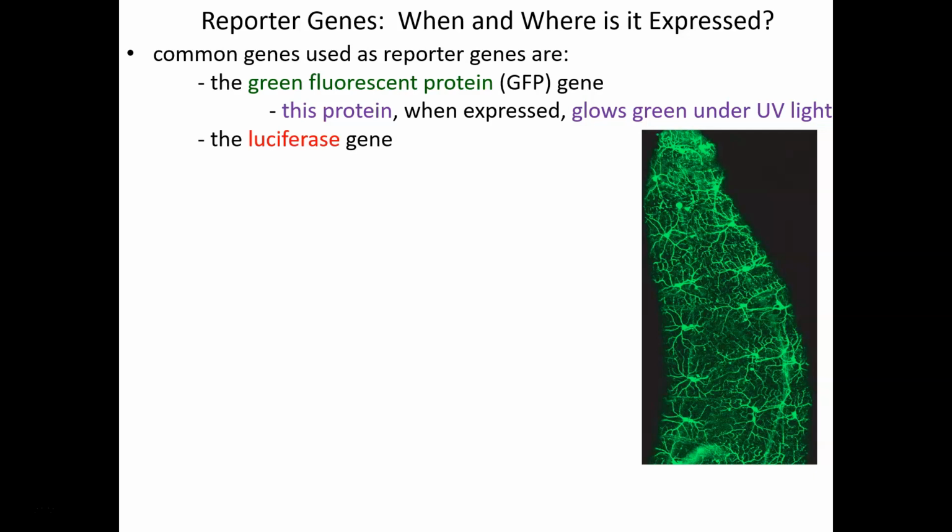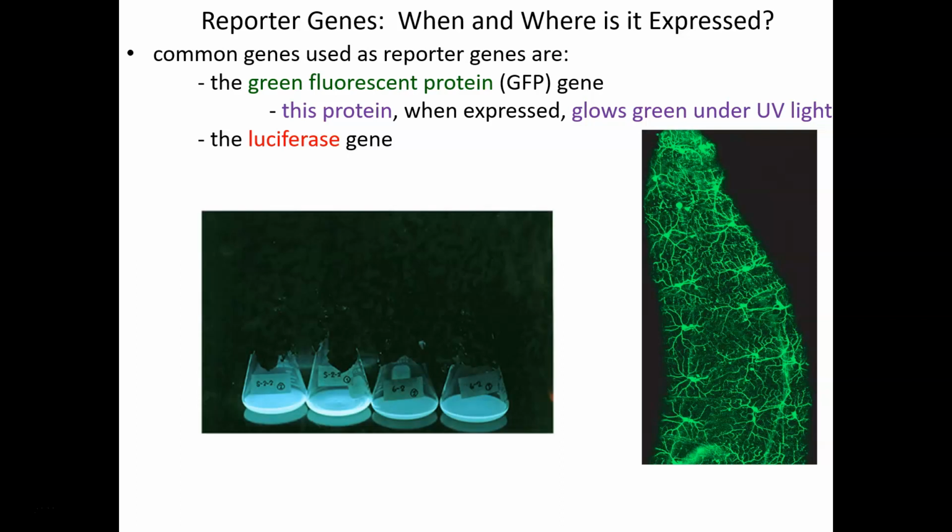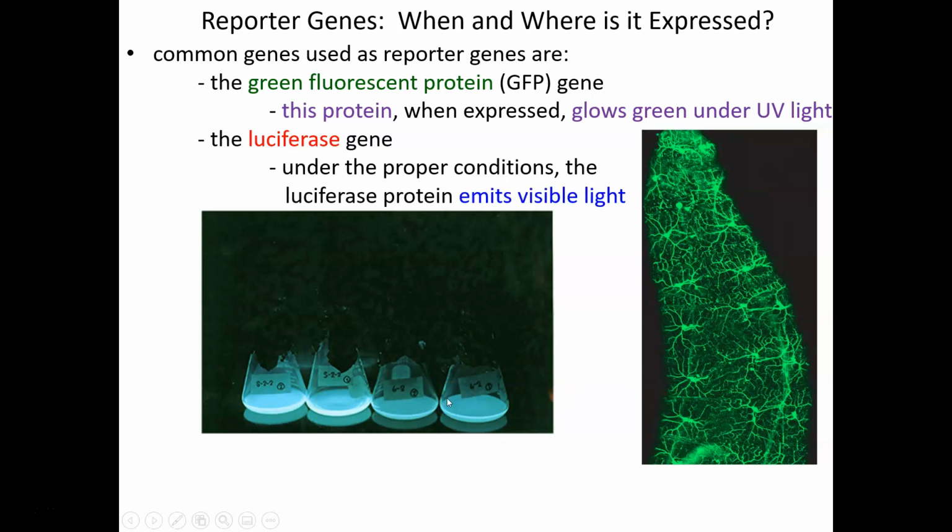Another reporter gene is the gene for the enzyme luciferase. We've talked about luciferase already. Luciferase plays a major role in second-gen sequencing. In the presence of ATP, luciferase will give off light, and this, again, is what fireflies express in their thorax, their abdomen, their lower region, to light up. So we see here flasks of luciferase in the presence of ATP giving off visible light.